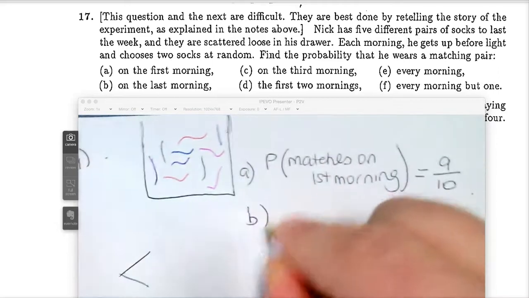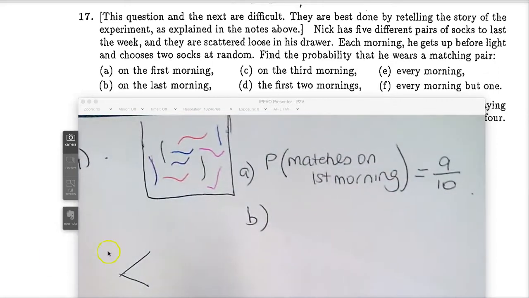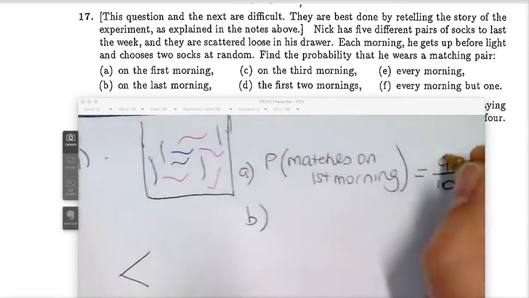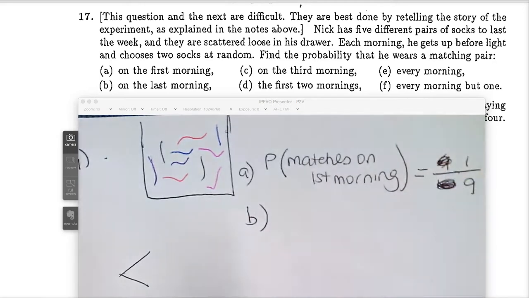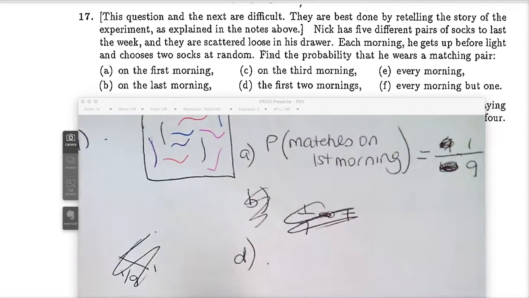That's A. Now, B. Find the probability that he wears a matching pair. Oh, sorry, yeah, 1 on 9. We said that, didn't we? There's 1 that he's looking for out of that 9. Now, find the probability that he wears a matching pair on the last morning. Skip B and C for a minute. Let's go straight to D.